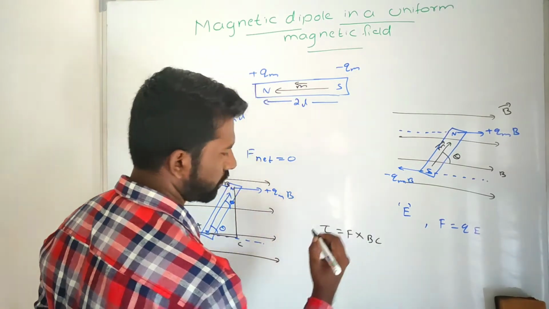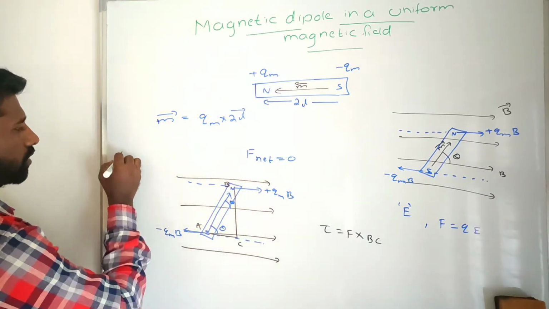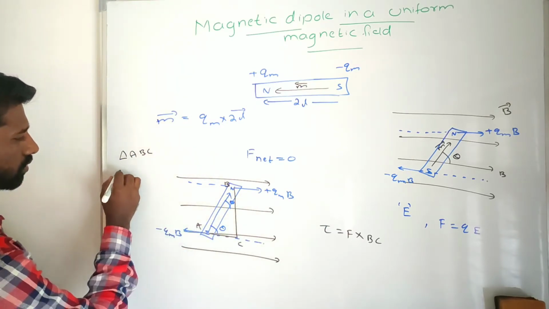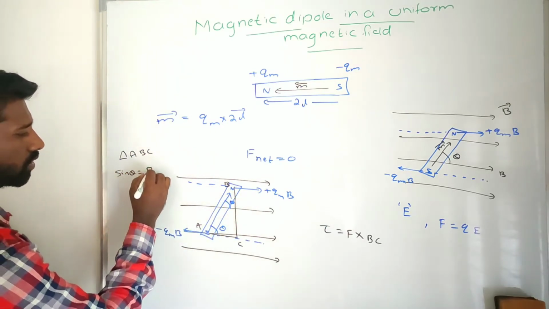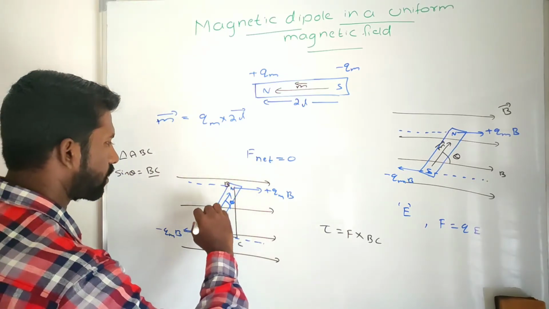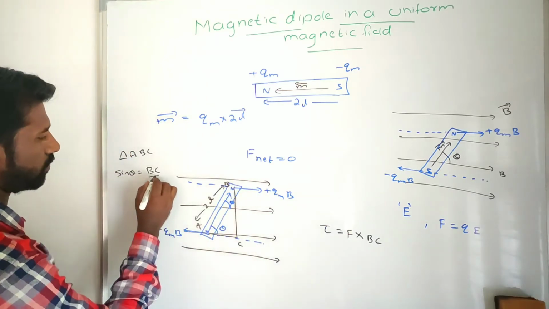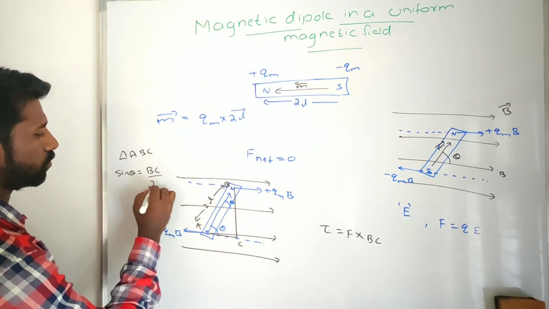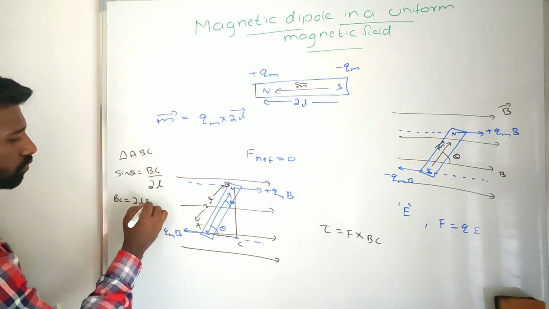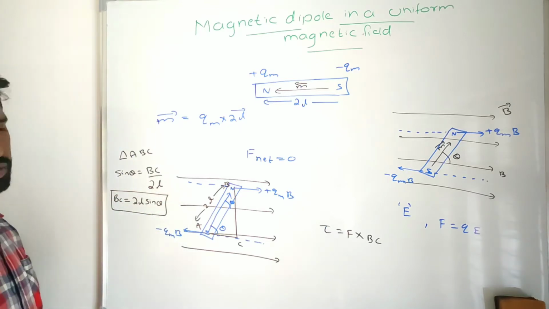That is BC. From this triangle ABC, what about sine theta? Sine theta is equal to the opposite side, that is BC, divided by the hypotenuse. The hypotenuse is the length, that is 2L. So sine theta is BC divided by 2L. From this, BC is equal to 2L sine theta.